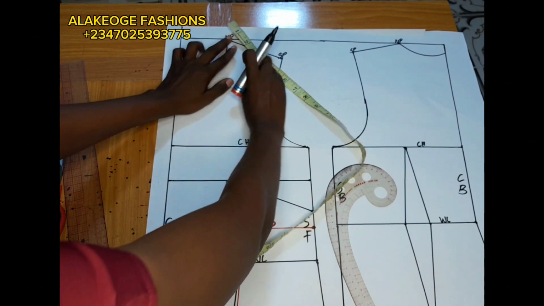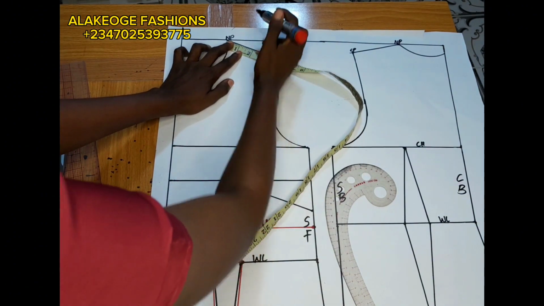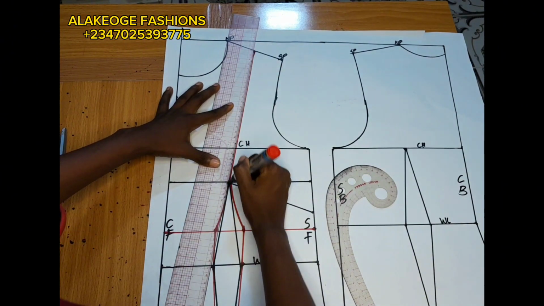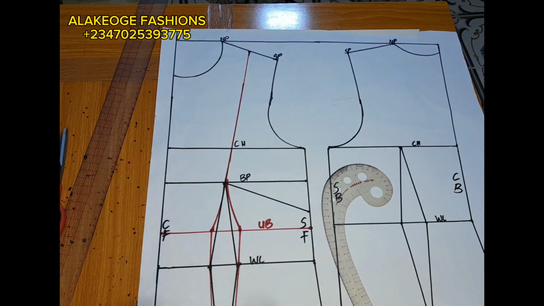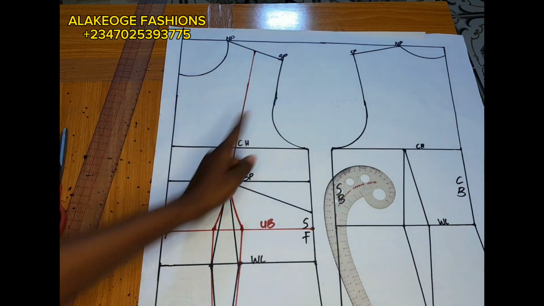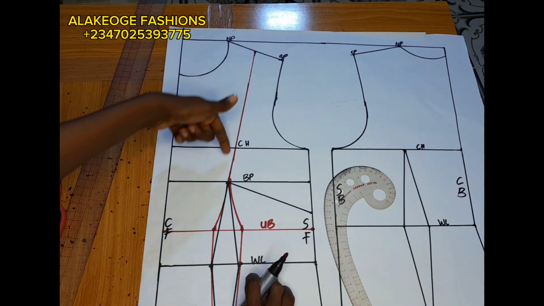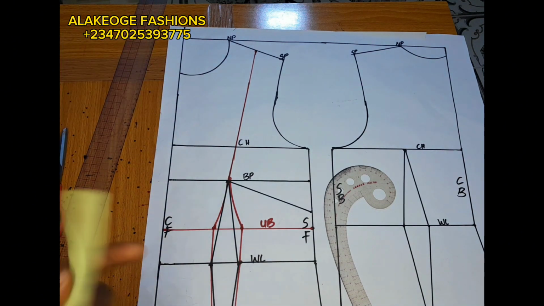So the next thing I'll do is to mark the midpoint between the neck point and the shoulder point, and I will connect that to the bust point. After that, I'll go ahead to mark my yoke out. So marking out the yoke is going to help us to do the overbust tightening for the corset.